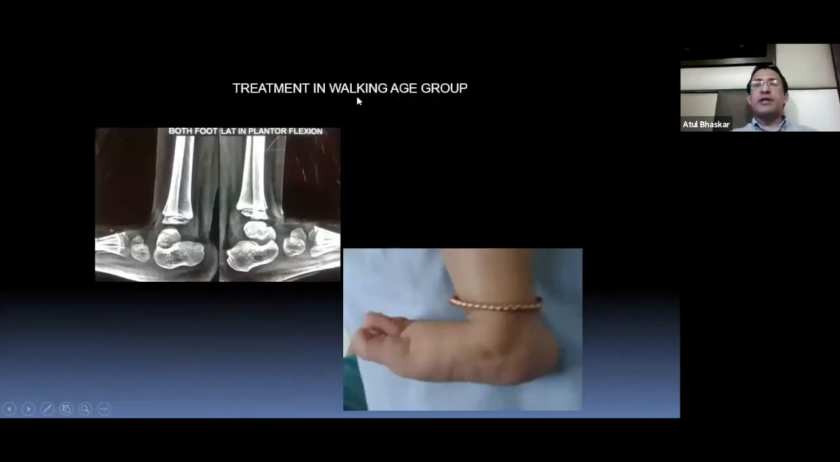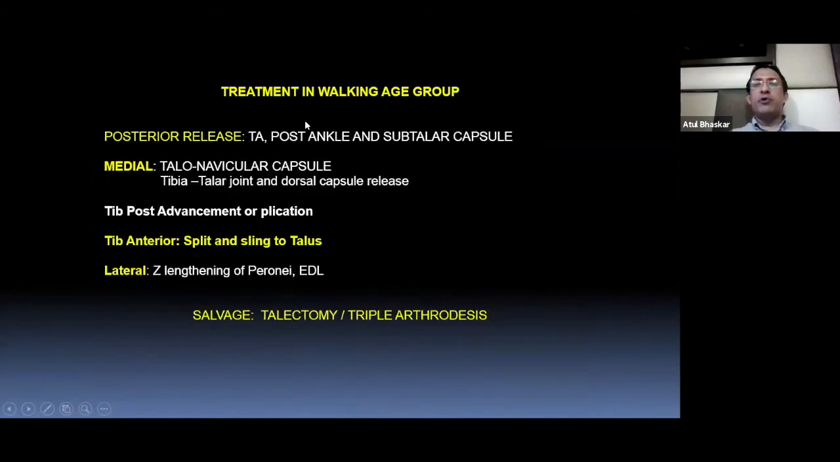Now, what happens to a walking age child? When the child comes at a later age, the deformities are much more rigid. You can see that the talus is pointing downwards. The calcaneum is in equinus, and usually the treatment for a walking age child is posterior release, a medial release, and tibialis posterior advancement. Occasionally, one may have to make a sling of the tibialis anterior, which is then sutured to the talus with an anchor, and lateral lengthening of the peroneal tendon and the extensor digitorum longus.